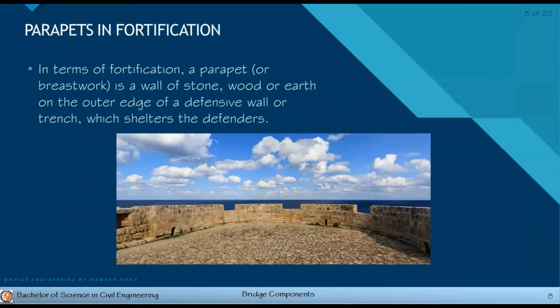So next is parapets and fortification. So what is fortification? It is a defensive wall to strengthen a place against attack. So parang ginagamit siya as a defensive wall sa when there is a war. In terms of fortification, a parapet or breastwork is a work of stone, wood, or earth on the outer edge of a defensive wall or trench which shelters the defenders. So dira sila gatago. It serves as a shield.